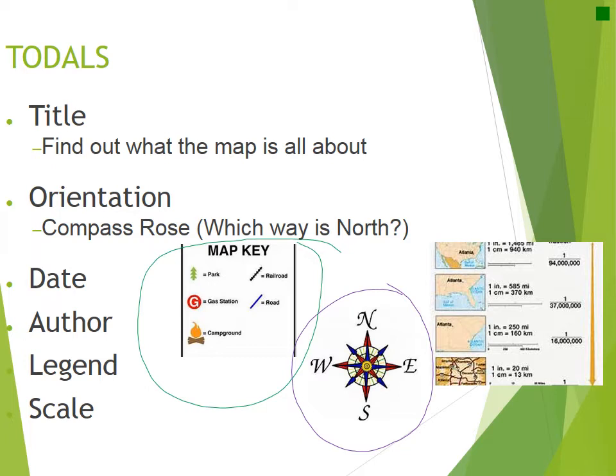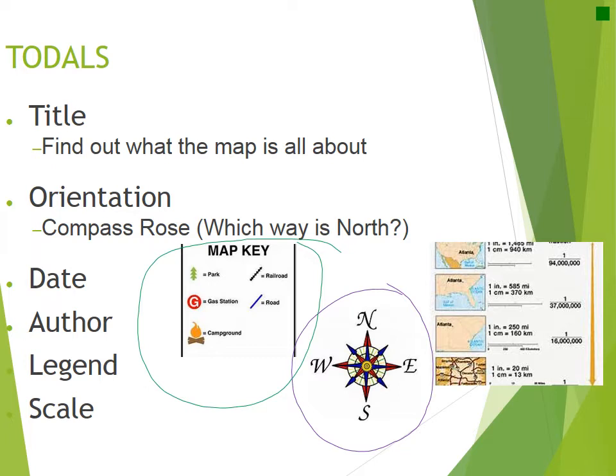So on this map with this legend, a small tree would show a park on the map. A red and white G would show you where a gas station is. The fire would show you where a campground is. That little diamond black line shows a railroad, and the blue line shows a road. If you didn't know this, you might think that a blue line meant a river, and then you could be really, really confused about how you're going to get from one place to another with all those rivers and no roads.